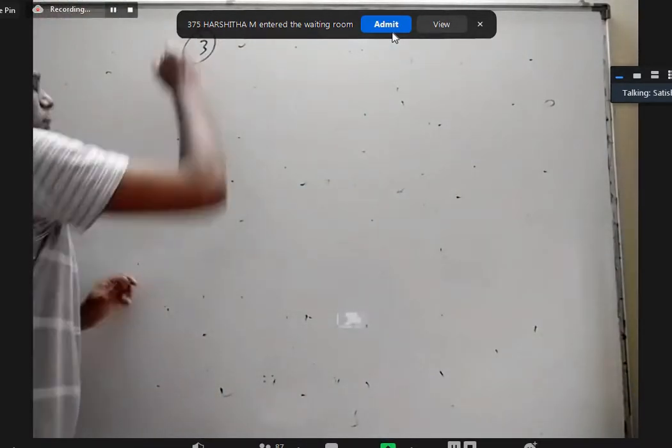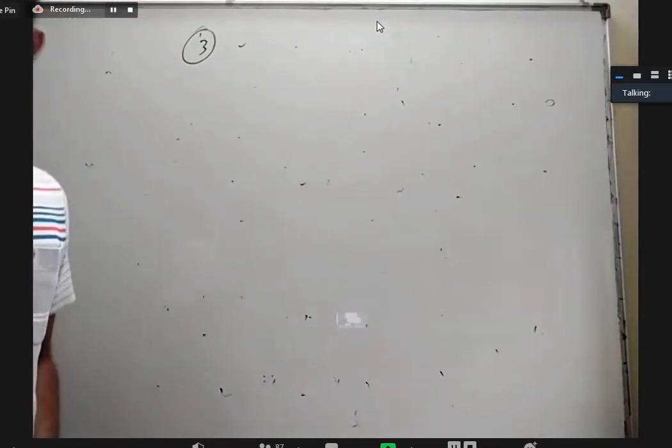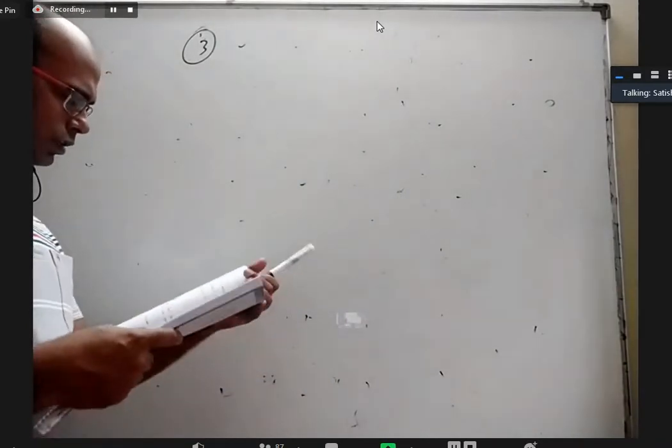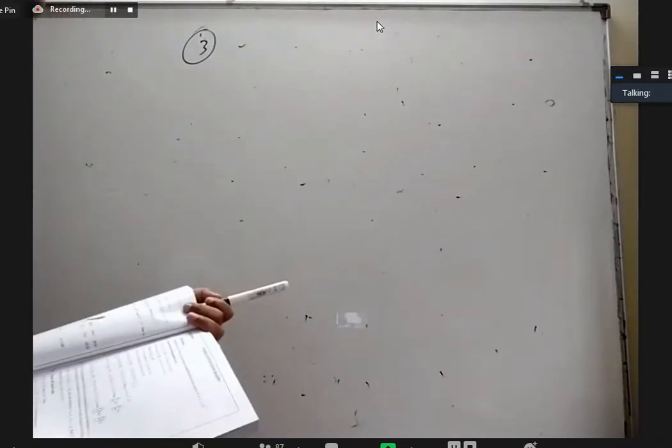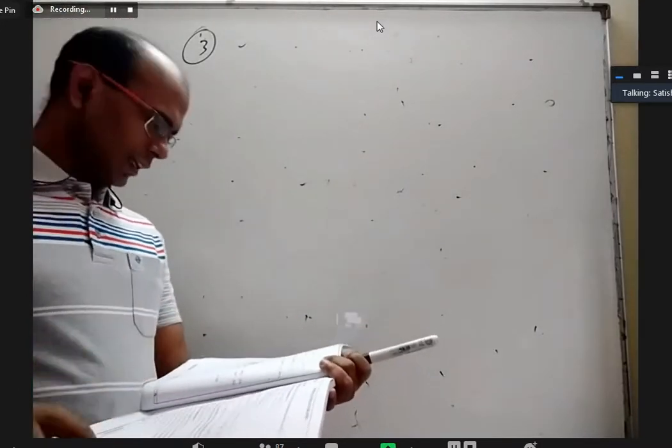Okay, third question. What is this third question here? The value of x is satisfying this, then x equal. Okay. I think I can easily guess the answer is 1.